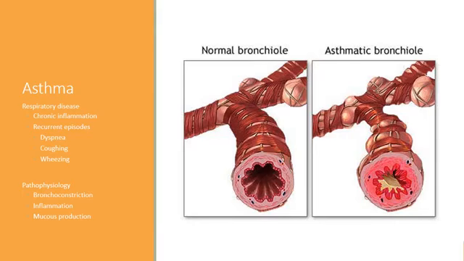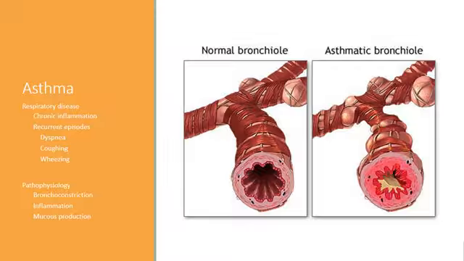So when we think of asthma, it is obviously a respiratory disease that has a pretty strong chronic inflammatory component to it. It has these recurrent episodes where we see the triad of dyspnea, often coughing and wheezing. And then we see this classic triad as far as the pathophysiology: bronchoconstriction, inflammation, and an increase in mucus production. And you can see this in the diagram to the right.